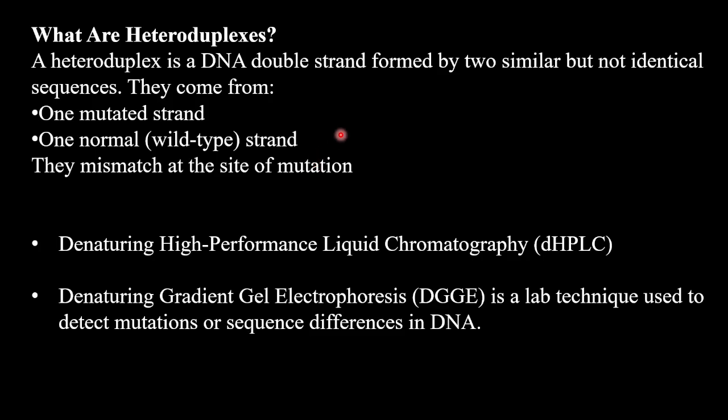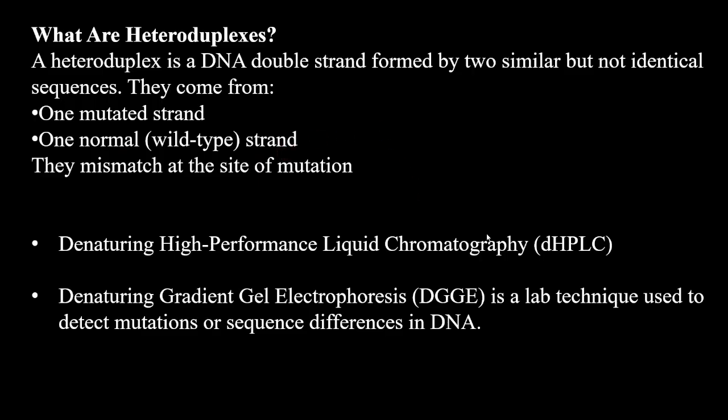So what are heteroduplexes? A heteroduplex is a DNA double strand formed by two similar but not identical sequences. It means one strand of DNA has the mutated sequence and the other strand of DNA has the normal sequence.